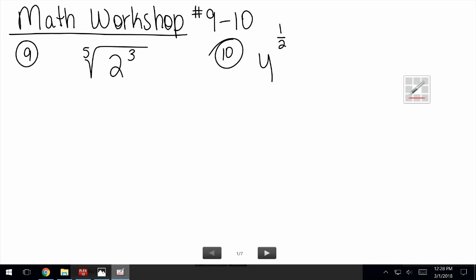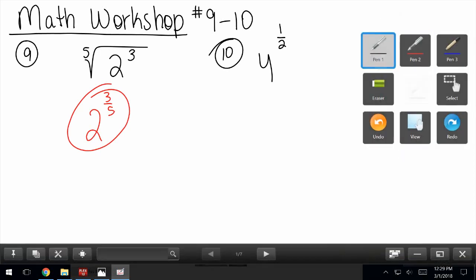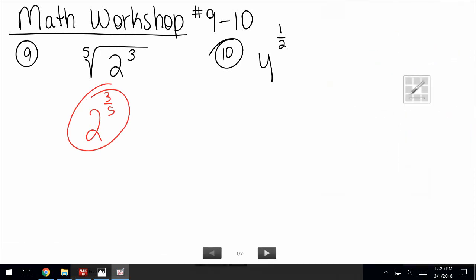This is a radical problem. How do you rewrite this into exponential form? 2 to the 3/5 power. Very good. Ooh, that's in red. Okay then. Just rewrite in red. There we go. All right.